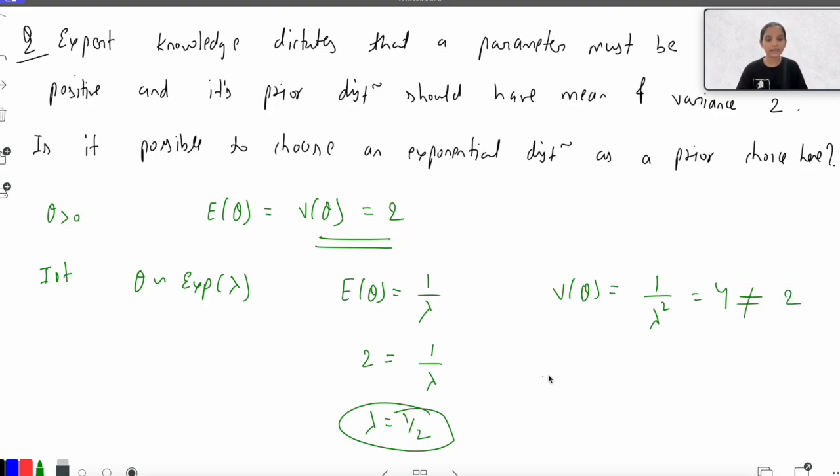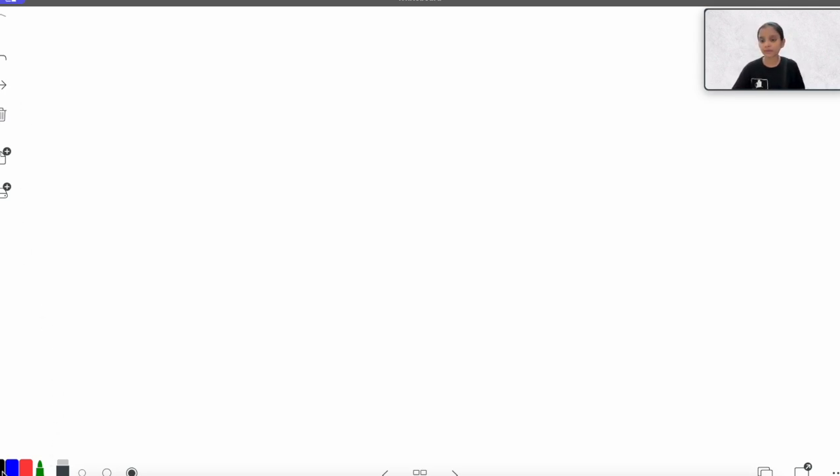So you can say that exponential prior is not possible. Because if there is an exponential prior, then the variance has to be 4, not 2. Okay. Yes. Now let's discuss one more. Next problem.